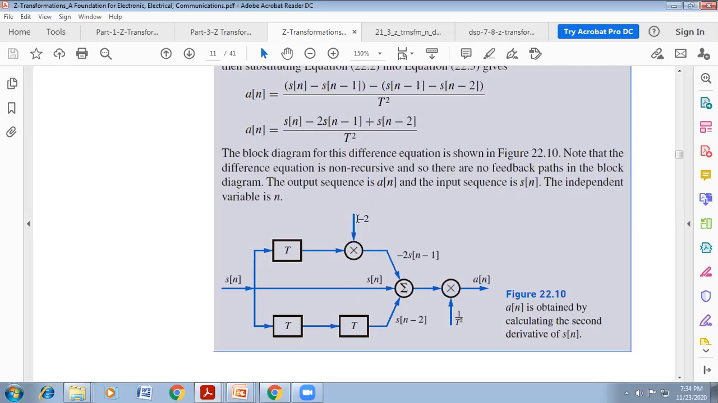Adding a constant. Block diagram of adding a constant. What constant? -2. After this multiplying, we get -2s and -1, right? Then combining with summation, these two are multiplied by another constant, 1 by t square. With 1 by t square, we get the output signal of acceleration. Actually, this is the most important application in engineering of the difference equation.